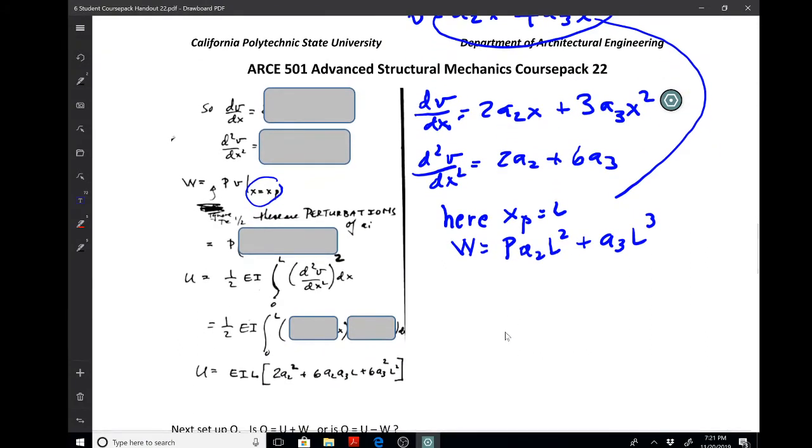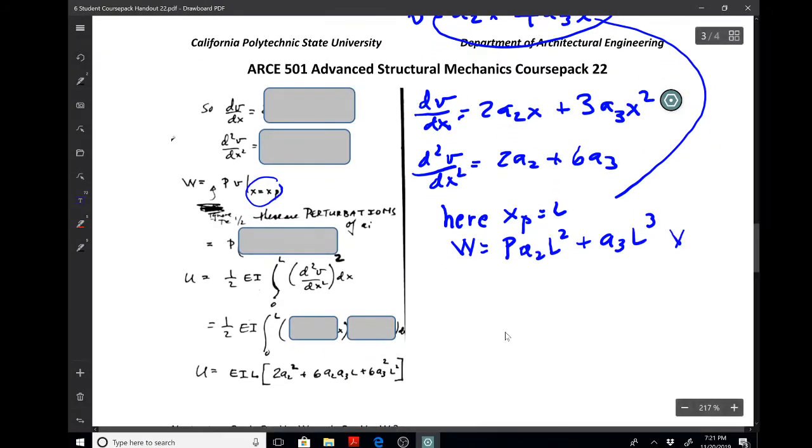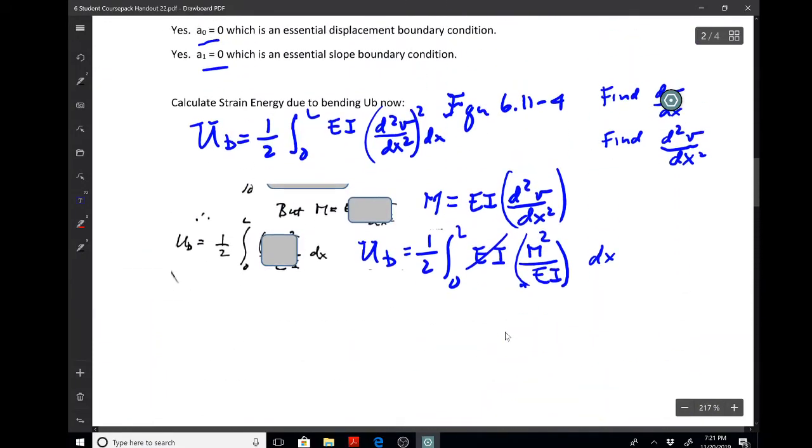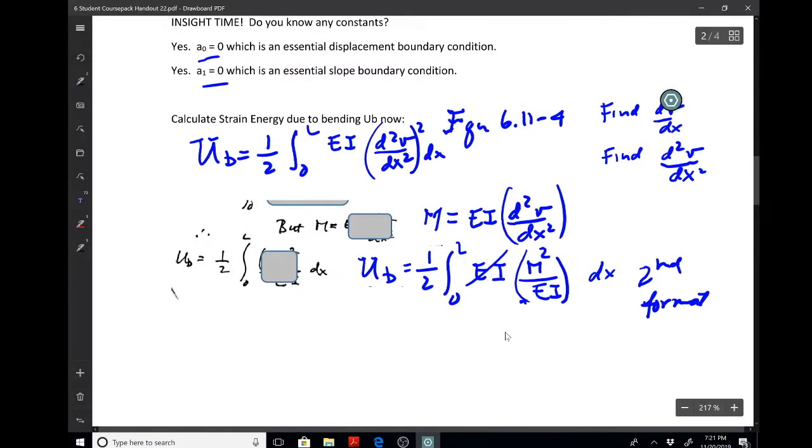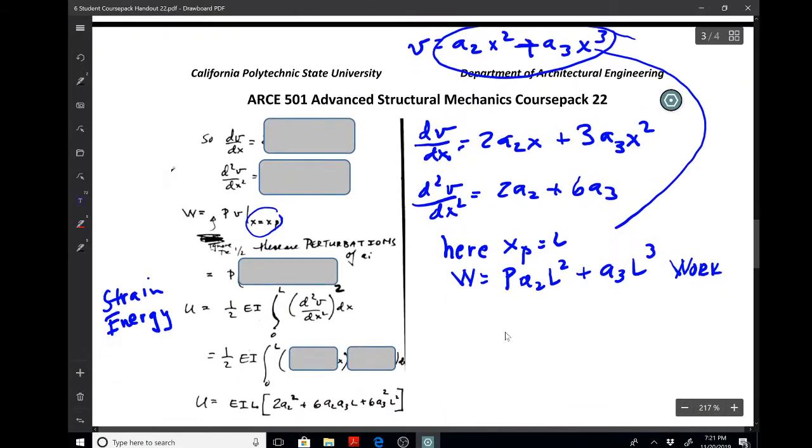The next step is the strain energy, U. So the one I just did was work. This is strain energy. And I'll use that first format that we just established here, not the second one. I'll call this the second format. This is the first format here. And I'll use this because I happen to have this d squared v dx squared right in front of me, so I may as well just use it.